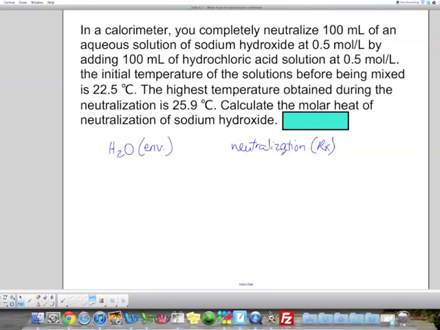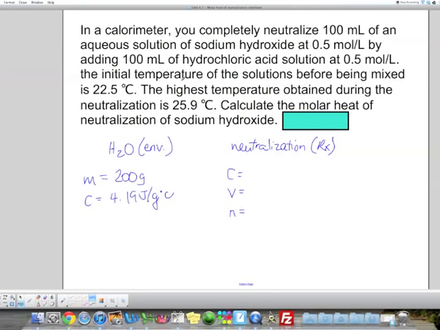Okay, so I'm using, for the mass, 100 milliliters of an aqueous solution of sodium hydroxide and 100 mL of hydrochloric acid. So in total I have 200 mL or 200 grams. I know that my specific heat is 4.19 joules per gram degrees Celsius. Now for the neutralization side, to find my n, I'll need to know the concentration of my substance and the volume of my substance. We'll get back to this after.